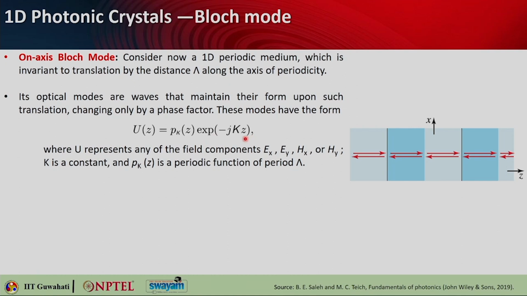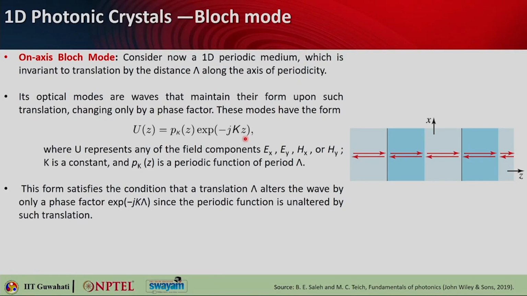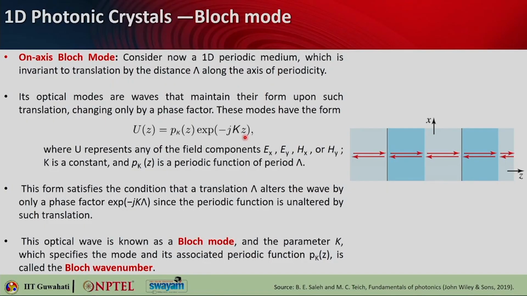Now, this form satisfies the condition that a translation by lambda alters the wave by only a phase factor, that is exponential minus j k capital lambda, since the periodic function is unaltered by such translation. You can take z equals lambda and you will see that the wave is actually repeating itself. This kind of optical wave is called a Bloch mode, and the parameter k that satisfies the mode, with its associated periodic function p_k(z), is also called the Bloch wave number.